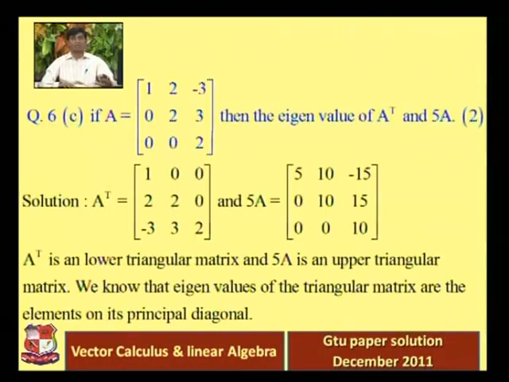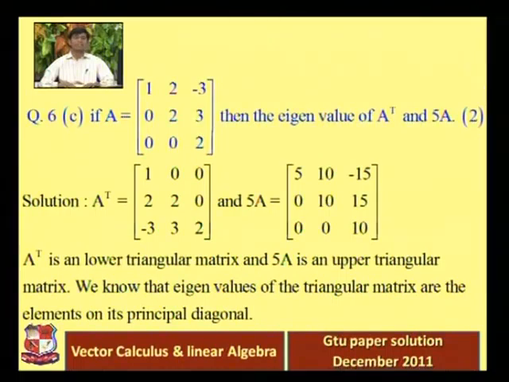Now next question, question number 6C. If A is equal to 1 2 minus 3, 0 2 3, 0 0 2, then find the eigenvalues of A transpose and 5A. Now first of all we find A transpose and 5 into A. So what is A transpose? Just interchange the rows and columns.